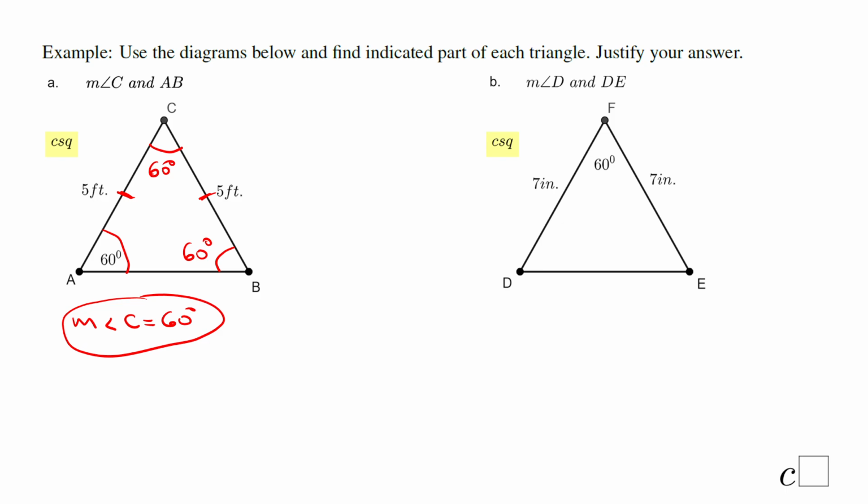which tells us all these angles are equal, so the triangle is equiangular and is also an equilateral triangle. So AB is congruent to the other two. AB is congruent to AC and BC because it's an equiangular, which is an equilateral triangle. So that tells us right away AB should be 5 feet.